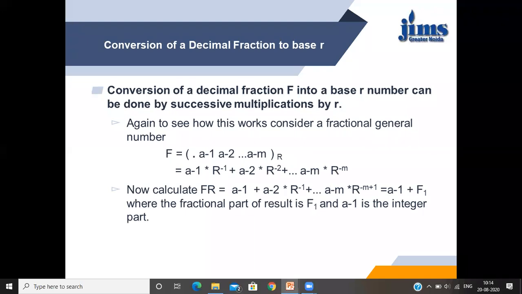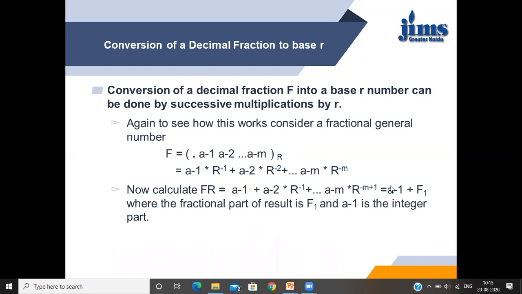Now calculate f into r. What we have to do, we are given a fraction f, suppose 0.512, whatever it is. So we have to multiply this fraction by the base r. R is the base of the required number system in which we have to convert that particular number. So suppose we are converting into the binary number, then we have to multiply the given decimal fraction by 2.